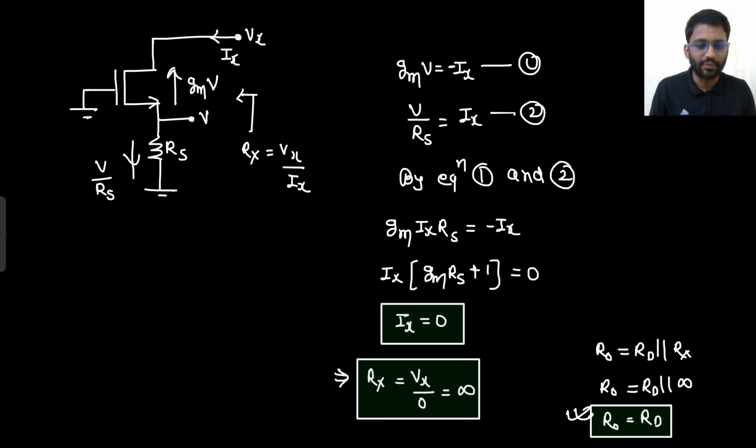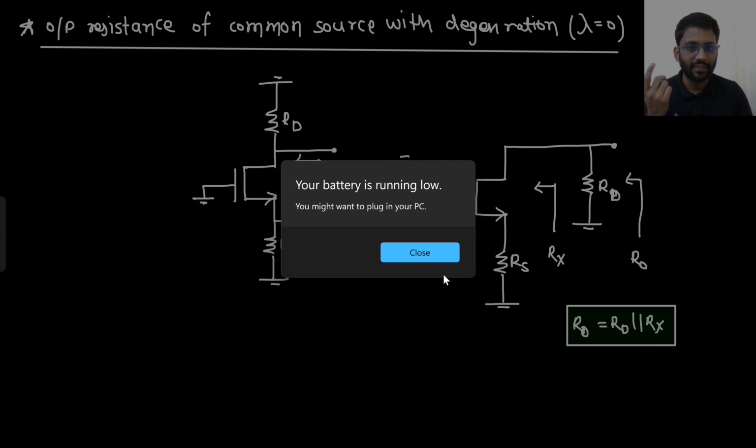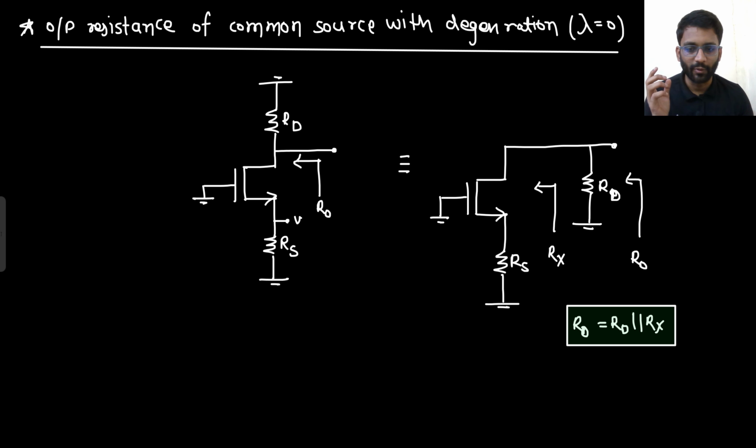Right? This is your output resistance. R0 is equal to Rd. So from here you only see Rd. But it feels like there will be some voltage here. But the voltage is itself zero. Well and good. I hope you understood it.